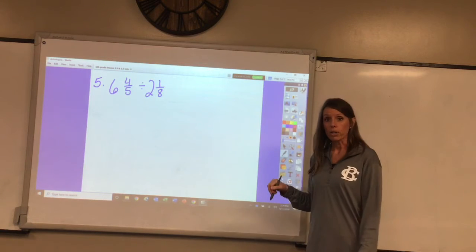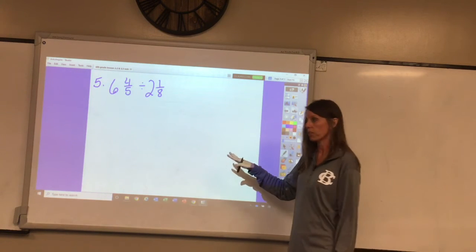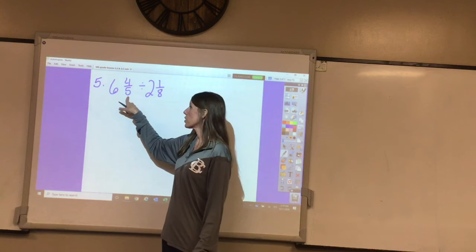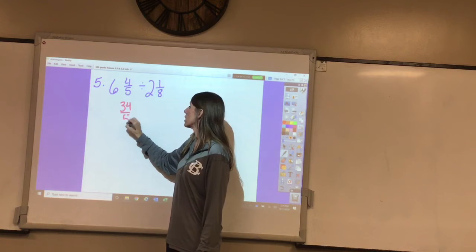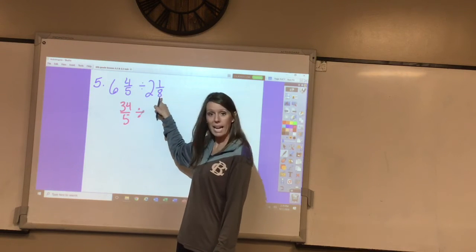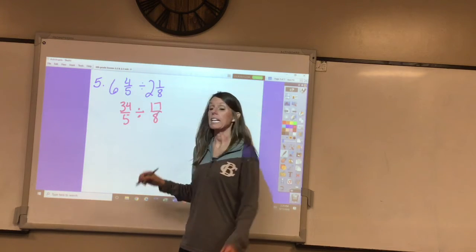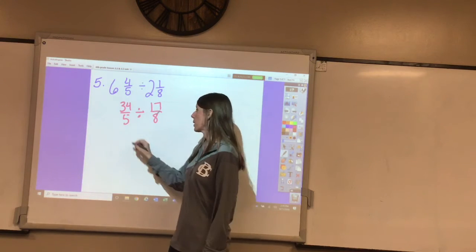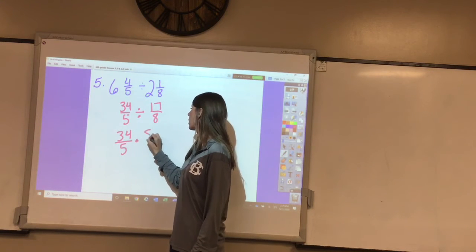All right, so remember, don't do keep, change, flip until you make everything improper first. So 6 times 5 is 30, plus 4 is 34 over 5. Divided by 2 times 8 is 16, plus 1 is 17 over 8. Now I keep, change, flip. So keep, change, flip.